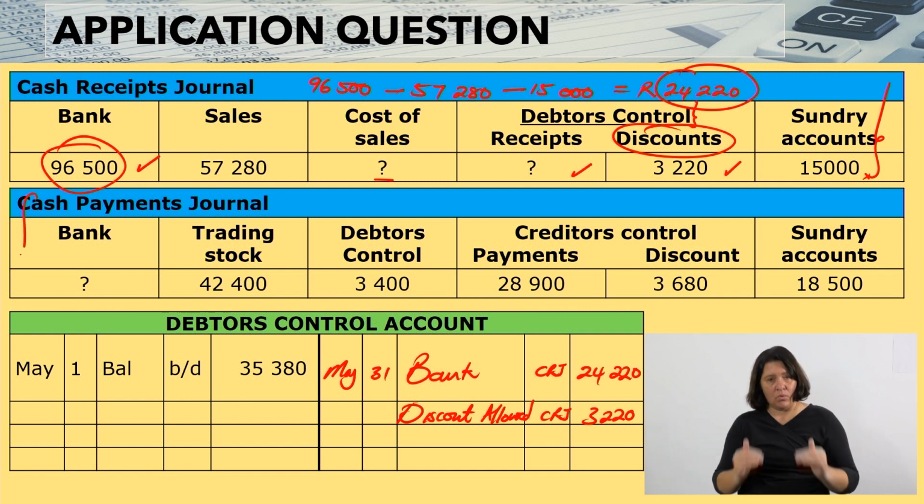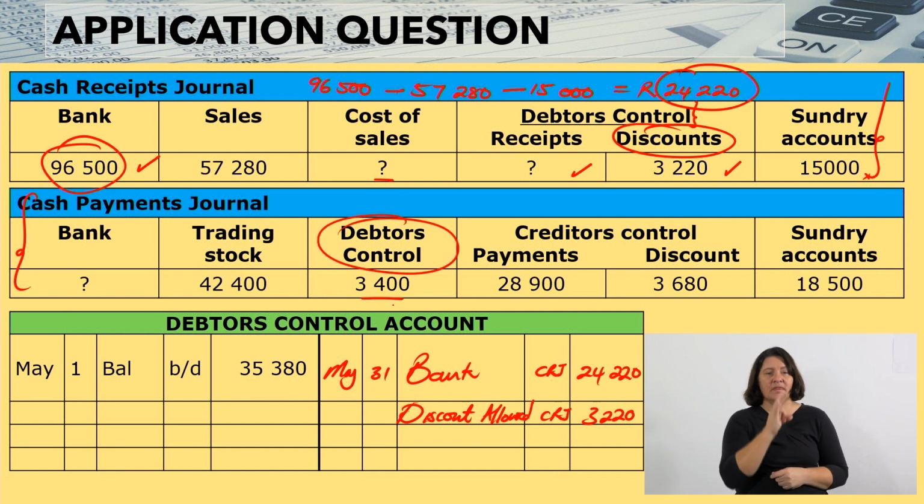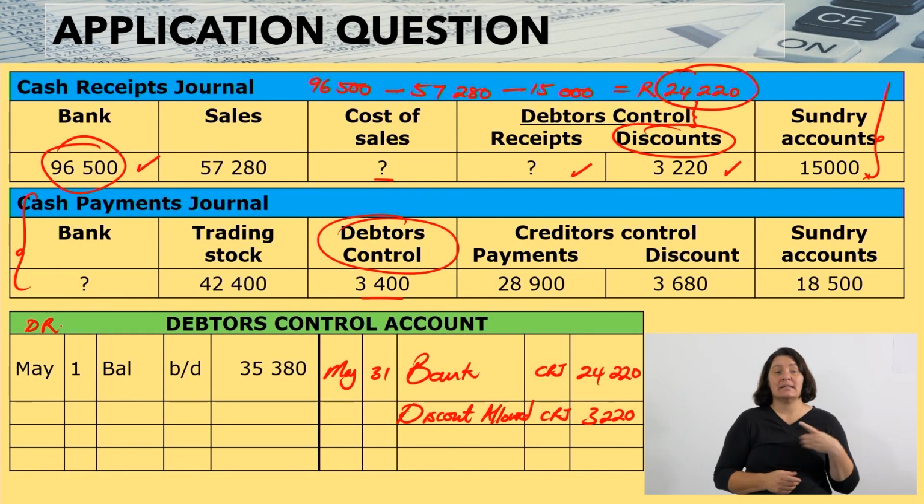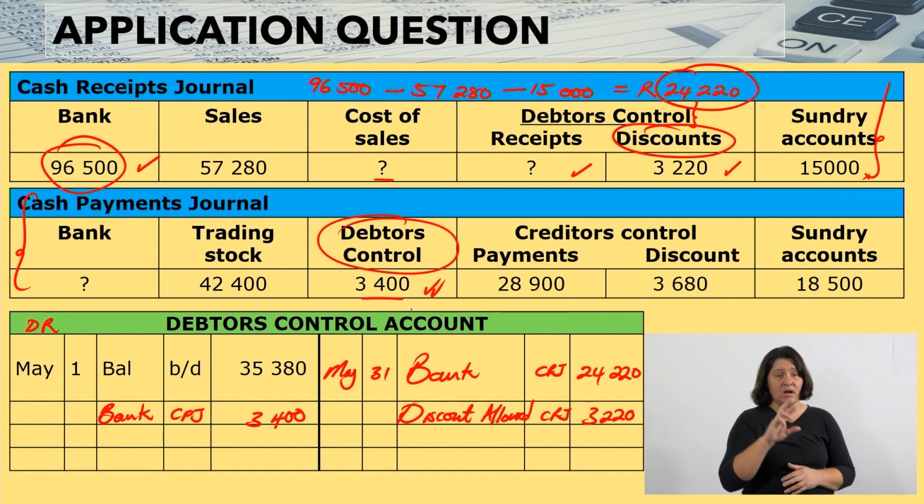Let us now come and look into the CPJ. In the CPJ, we have the debtors control, and it is 3,400. This will be as a result of refunds that we have paid to our debtors. I'll come to the debit side of my debtors control, and I will say, bank, we know these are refunds from the CPJ. My amount is going to be 3,400. Once we are done with the CRJ and the CPJ, we will now move on to the next set of journals.